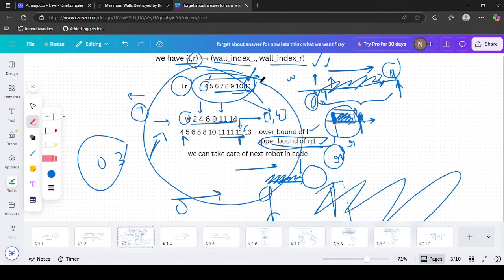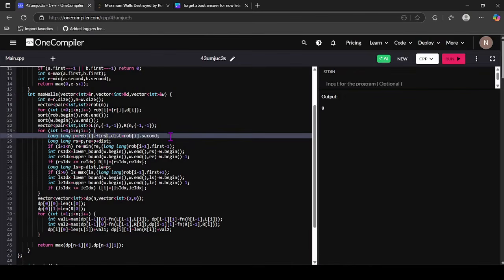So how can we do that in this? We can simply take a small minimum. For example, we are traveling through all the robots. We are getting the coordinate and the maximum distance that it can travel. So RS is the robot start, and RE is the robot end position, which is the present coordinate plus the distance it can travel.